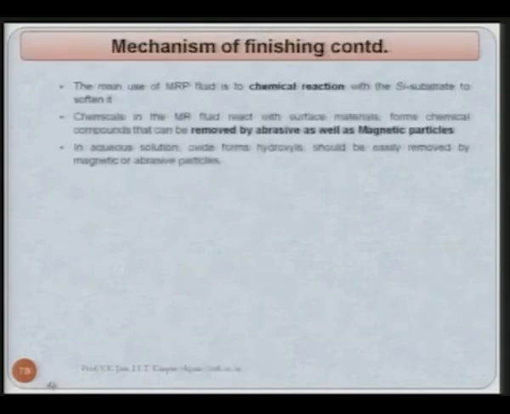Now, the mechanism of finishing. The main use of MRP fluid is to chemically react with the silicon substrate to soften it. Chemicals in the MR fluid react with the surface material, that is the silicon material, and form chemical compounds that can be removed by abrasive as well as magnetic particles, because that softened surface is very soft.